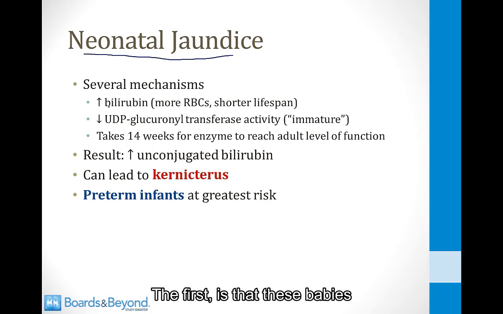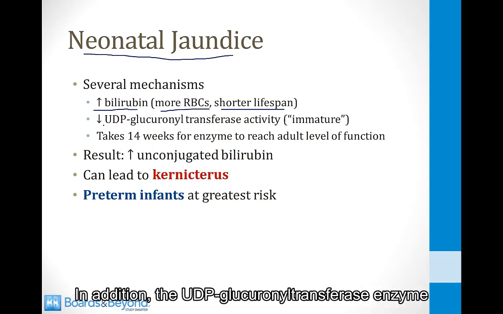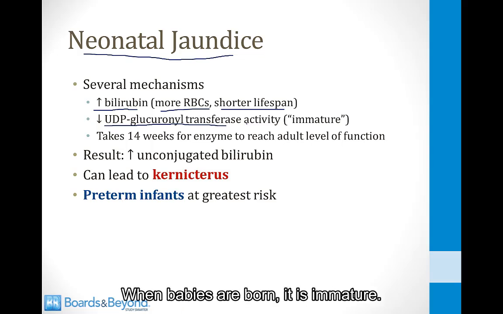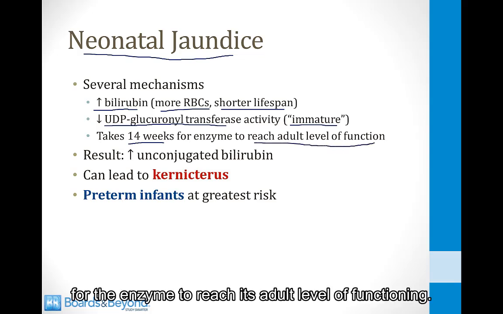The first is that these babies just have high bilirubin levels because they have more red blood cells with a shorter lifespan, so there's more turnover of heme and therefore increased bilirubin levels in general. In addition, the UDP glucuronosyltransferase enzyme takes several weeks to mature. When babies are born, it is immature, so it is not able to metabolize bilirubin as effectively as it will when the baby gets a little bit older. It takes about 14 weeks for the enzyme to reach its adult level of functioning.